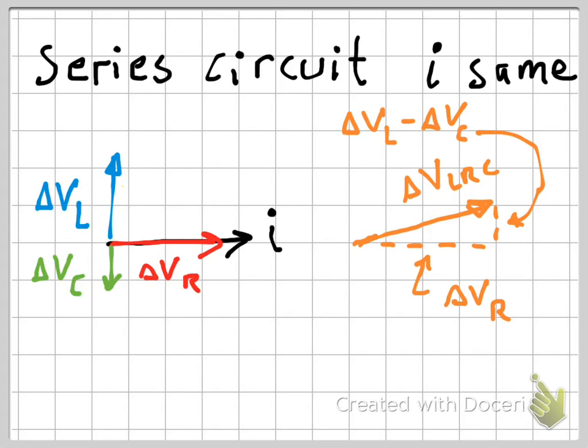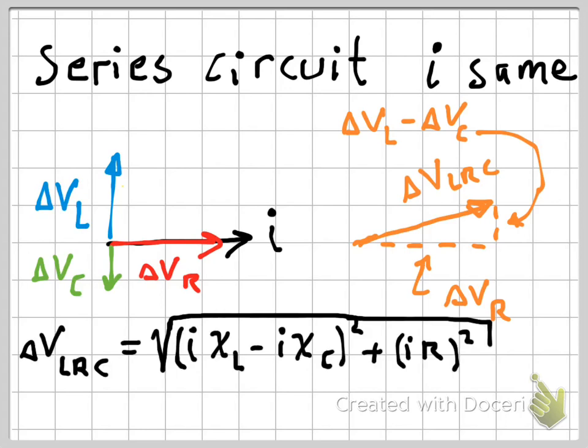Notice that the voltages of the inductor and the capacitor need to be subtracted. The net voltage is going to have a vertical component equal to the voltage of the inductor minus the voltage of the capacitor, and a horizontal component equal to the voltage of the resistor. So the net voltage of the three elements together is going to be the magnitude of that vector.